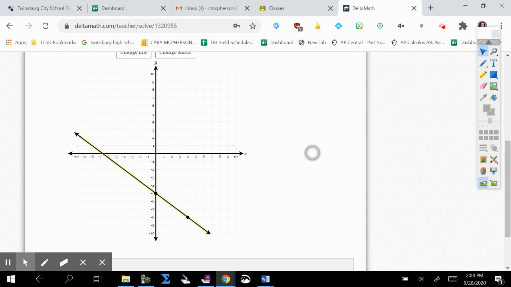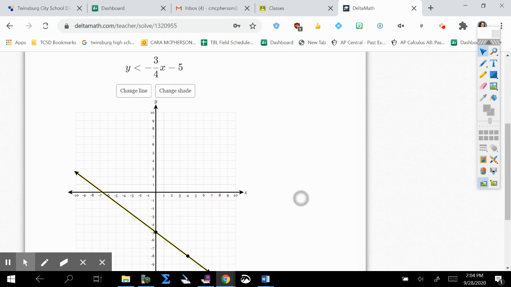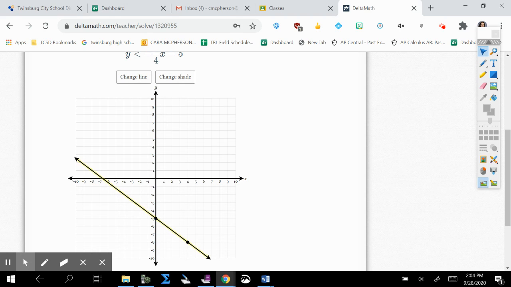And the nice thing about this is it'll actually draw the graph for you. So again, I went down 3, right 4. And you have these options up here that say change line, change shade.